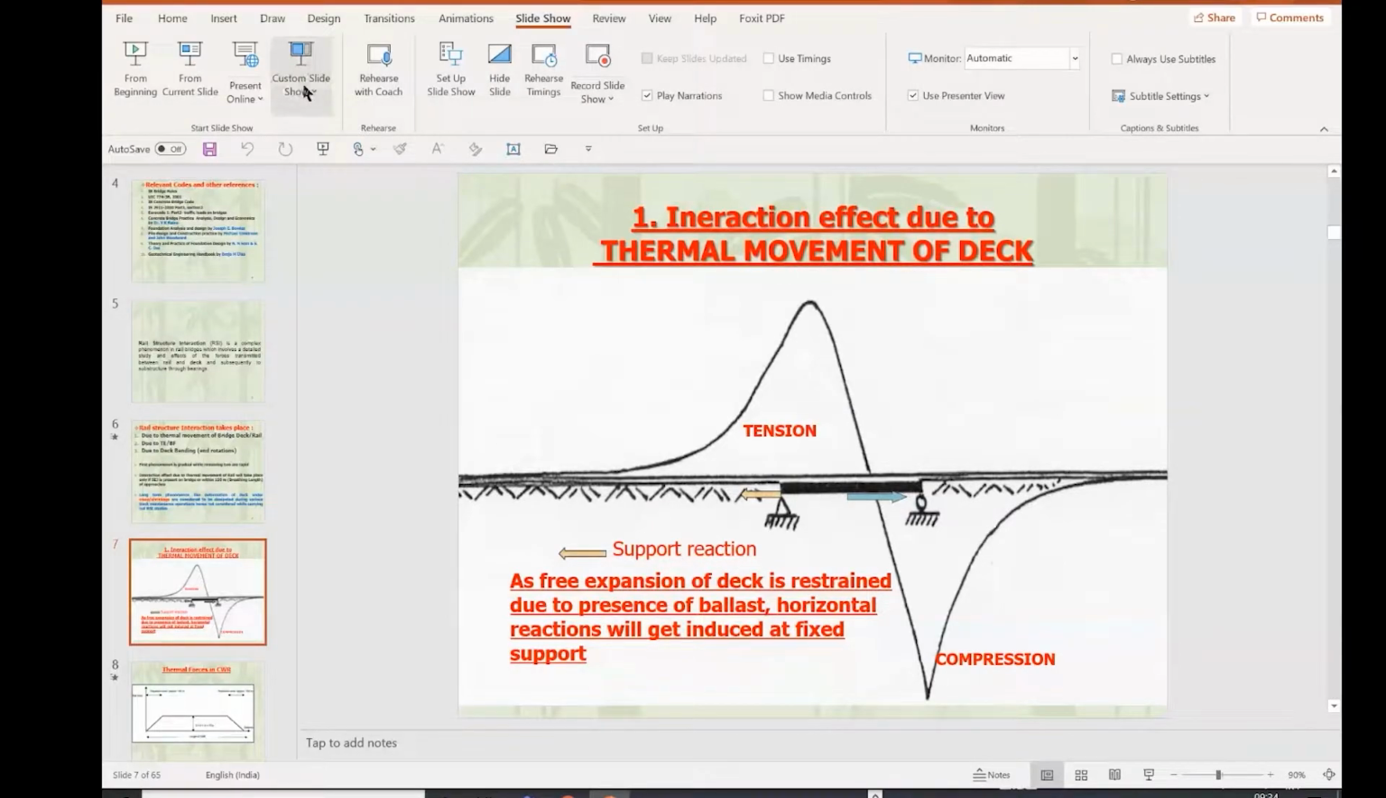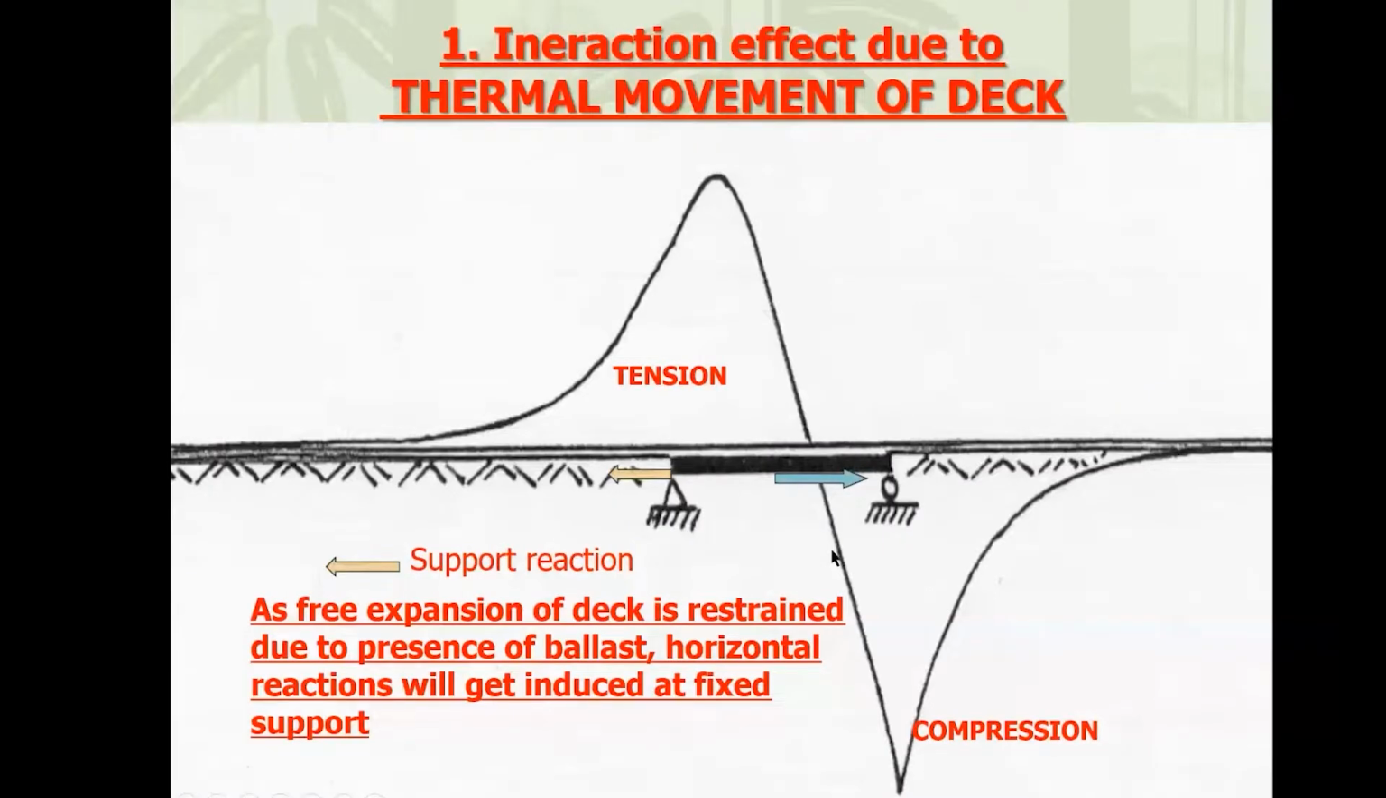ये समझ में आ रहा है क्या हो रहा है इसमें? फिजिकली मतलब फिजिकली what is happening, राइट? समझ में आ रहा है ना? Yes sir. है ना? So what will be the net result of this kind of interaction? The net result will be, because I am opposing the free expansion of the deck, there will be a reaction in the opposite direction on the fixed support.